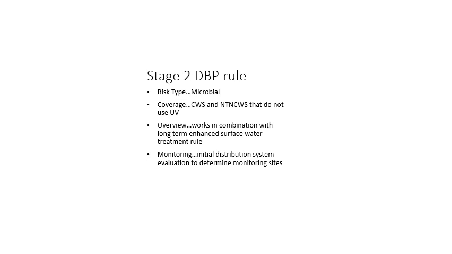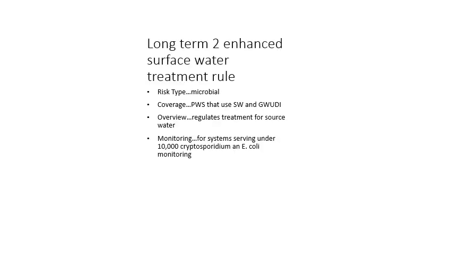Stage 2 disinfection byproduct rule. Risk type: microbial. Coverage: community water systems and non-transient non-community water systems that do not use UV. Overview: works in combination with the long-term enhanced surface water treatment rule. Monitoring: initial distribution system evaluation to determine monitoring sites.